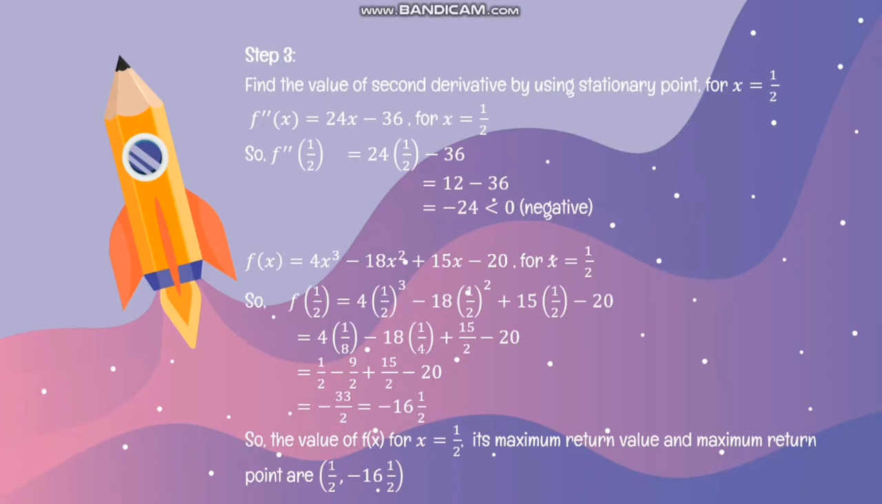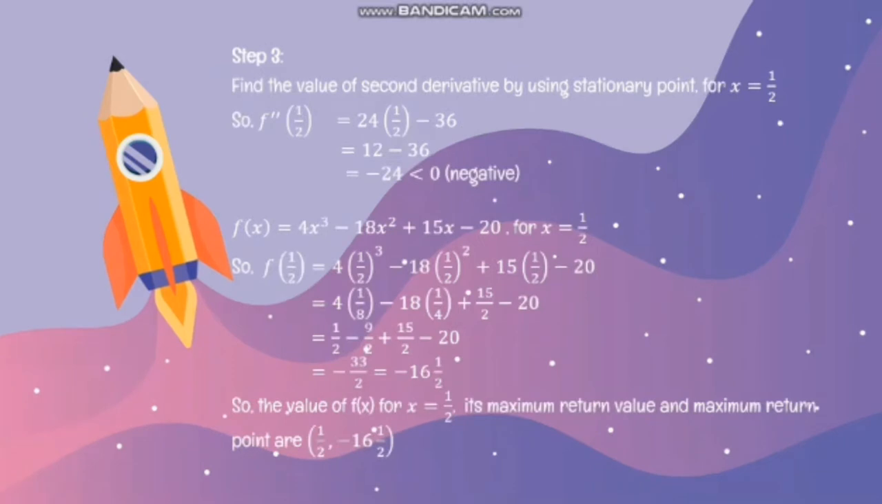Step 3. Find the value of second derivative by using stationary point for x equals a half. Second derivative equals 24x minus 36 for x equals a half. So, second derivative for x equals a half equals 24 multiplying a half minus 36 equals 12 minus 36 equals minus 24.